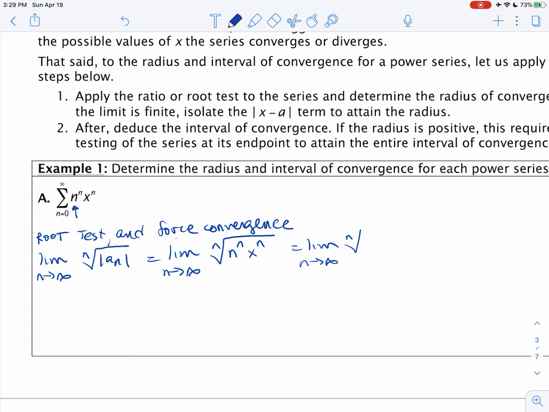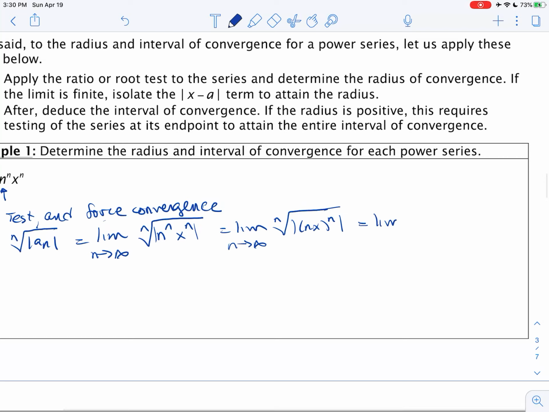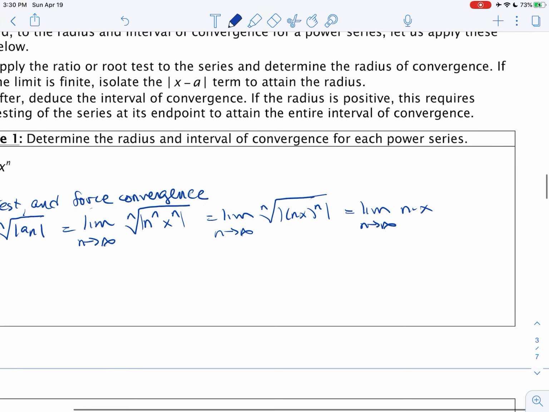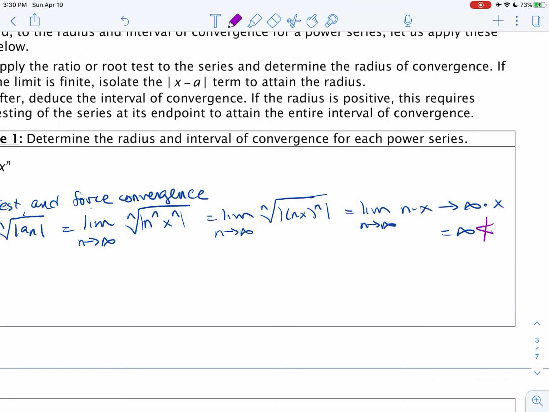And you will see that that is the limit as n goes to infinity of, and I can use absolute values here, n times x to the n. And now that's going to give me the limit as n goes to infinity of n times x. x is a constant, and n is the variable, and that is going to go to infinity times x, which is going to equal infinity, and infinity is never less than 1. So that tells me no value of x is going to make this series converge.